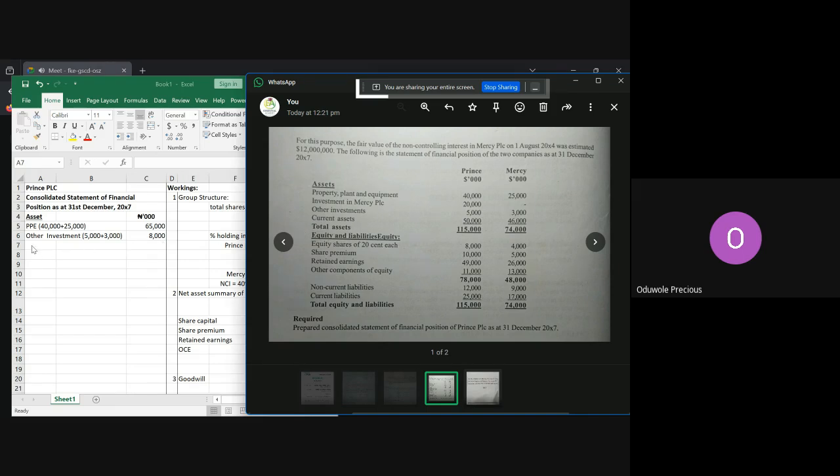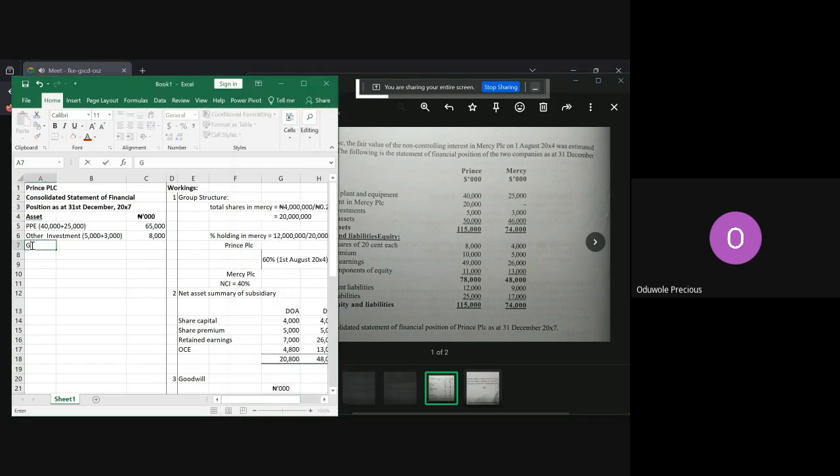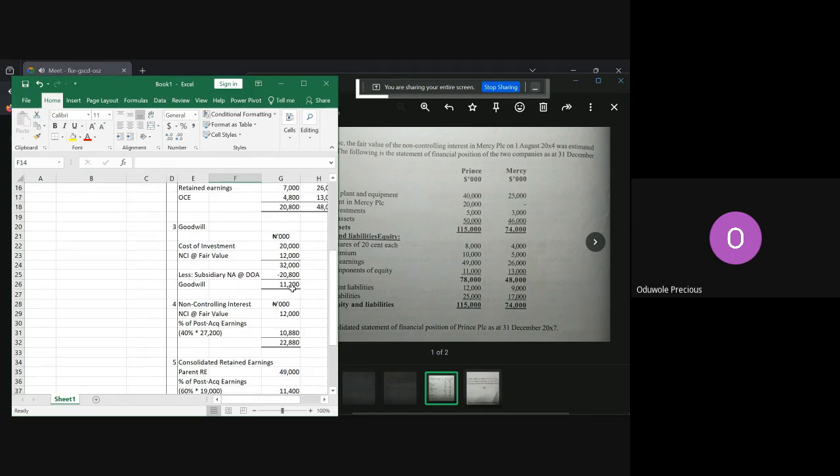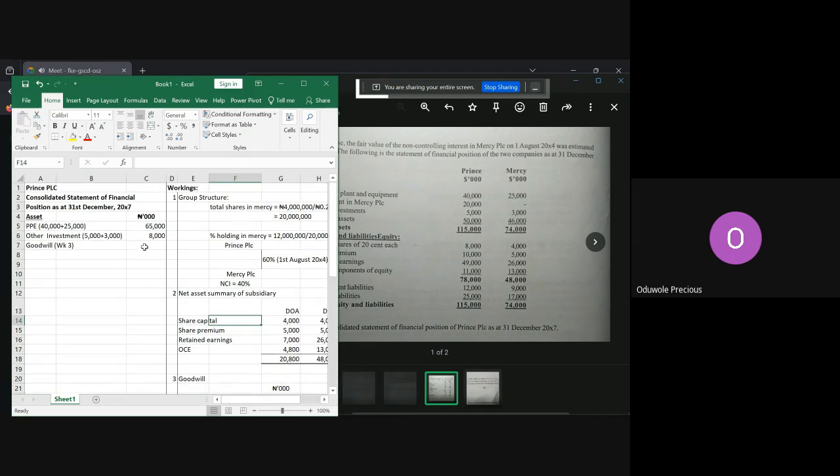Okay, then before we go to current assets, let's quickly do our goodwill. Our goodwill most times comes before current assets. Okay, goodwill. So what's the goodwill? That's now workings 3. The figure is 11,200. 11,200.